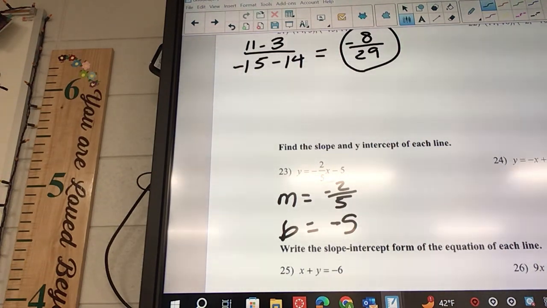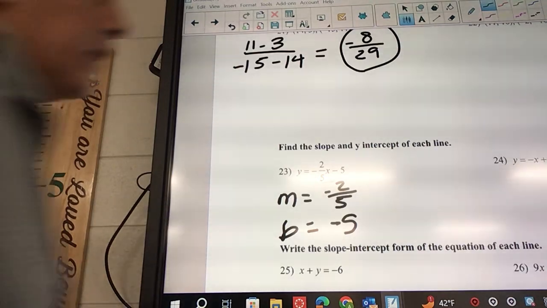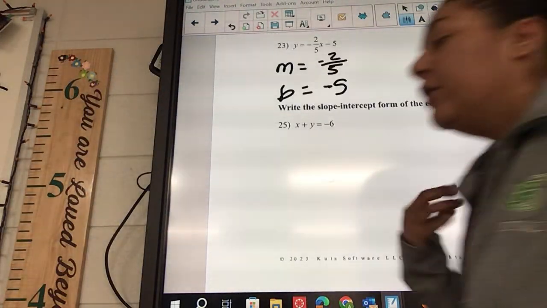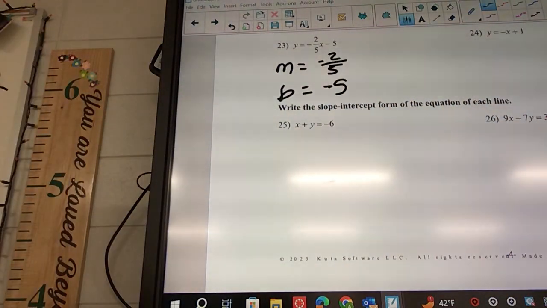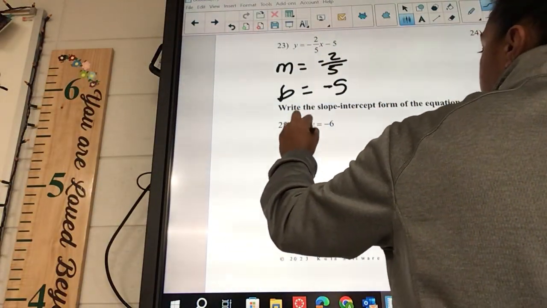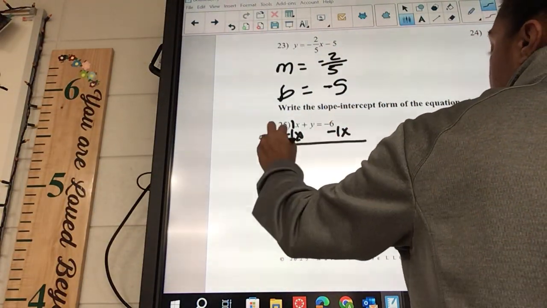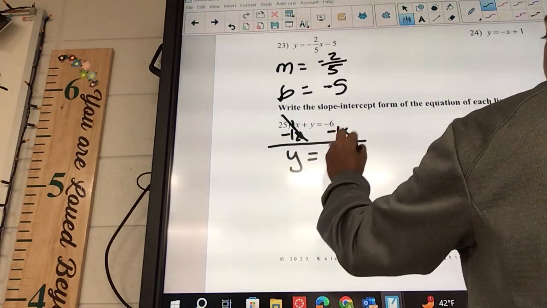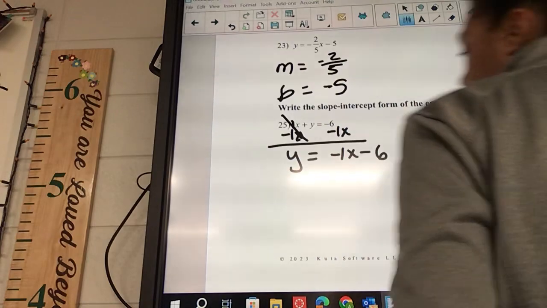Okay, the next one, write the slope intercept form. The steps are the same for these, and again, we wrote them down yesterday. So you're gonna subtract the x's and then divide by the number that is next to the y. In this case, there is a 1 in front of the x, so we're gonna say minus 1x minus 1x. Okay, and so I get y equals negative 1x minus 6.